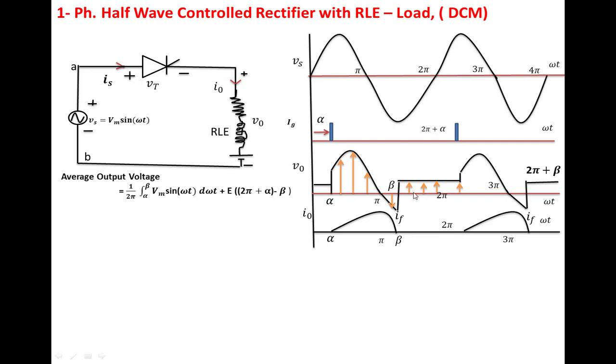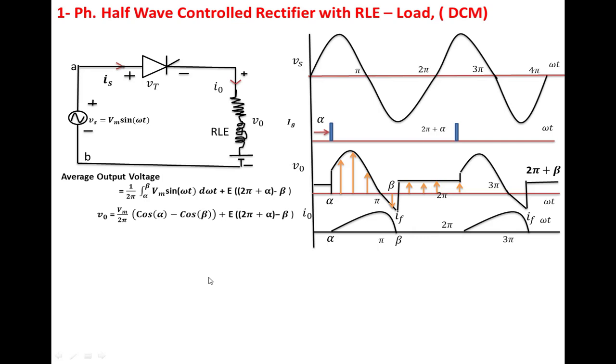Now you have to find this rectangular area, which we can get. This length becomes 2π plus α minus β, multiplied by E. So this represents the area of this rectangle. Now this quantity we add to the integral part, the whole divided by 2π. If we simplify this, we get this expression.